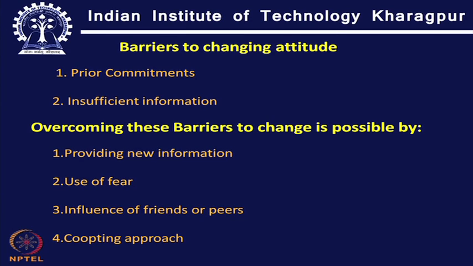Barriers to attitude change are prior commitments, like your psychological investment in your values and earlier attitudes. If you have insufficient information about the new expected attitude, how to do it, what the source is and how it is communicated to you, then these may act as barriers to changing your attitude. Overcoming these barriers is possible by providing new, more detailed information about the newer alternatives and their benefits over the older alternatives.